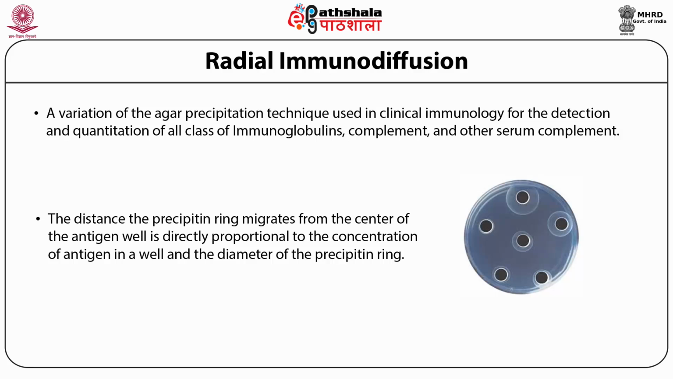So if you put an unknown sample in two wells and measure the diameter of the radial diffusion, you can determine the concentration of the antigen. Even today this method is being used by various microbiological laboratories as well as clinical biochemistry laboratories, and it gives you a quantification of the antigen antibody reaction.